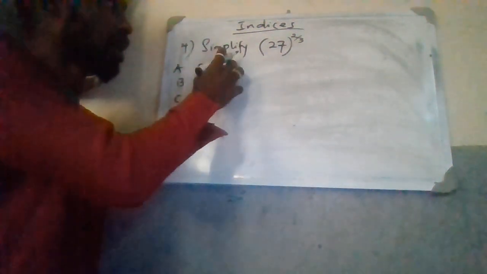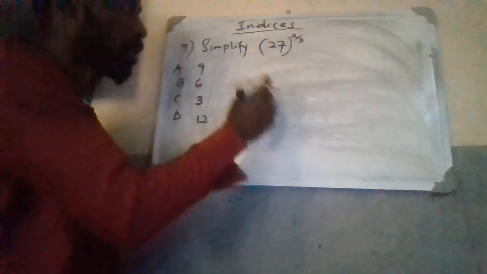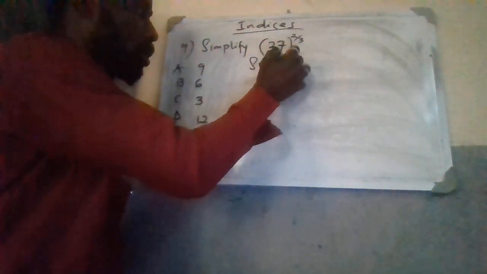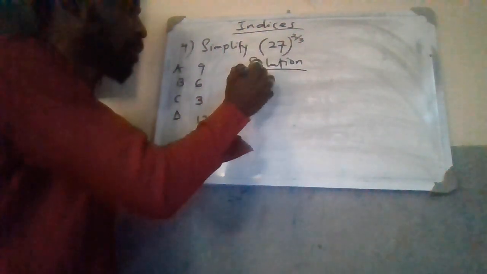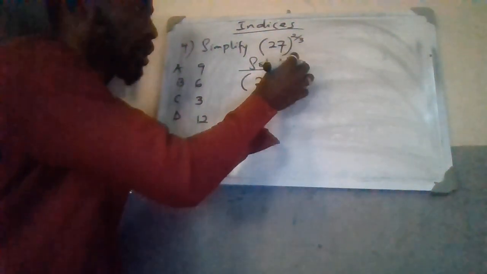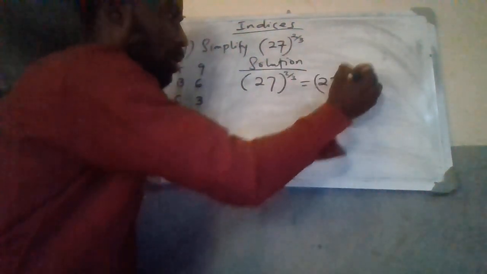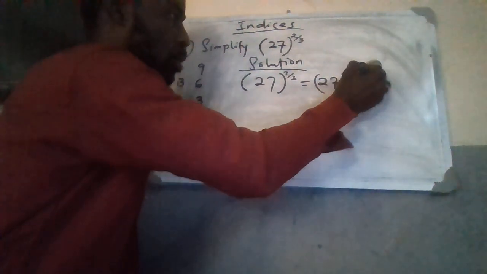How do we simplify 27 in bracket raised to the power of 2 over 3? Let's see the solution. Now we have what? 27 raised to the power of 2 over 3. To me, I'm going to split the power. How am I going to split the power? I have 27 raised to the power of 2 times 1 over 3.